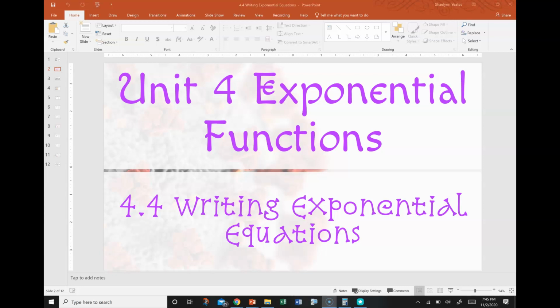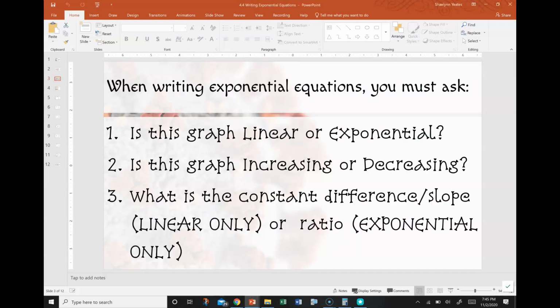All right, last time we went over how to graph an exponential function. Now we're going to be looking at graphs of exponential functions and writing those equations down. So when writing an exponential function, you must ask yourself the following questions.